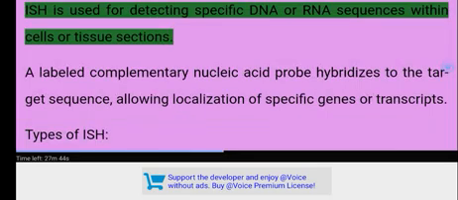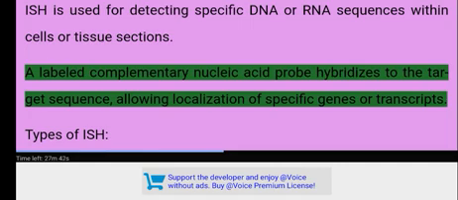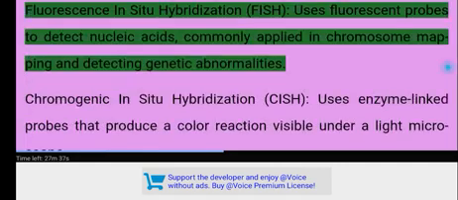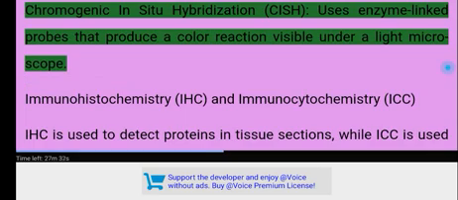ISH is used for detecting specific DNA or RNA sequences within cells or tissue sections. A labeled complementary nucleic acid probe hybridizes to the target sequence, allowing localization of specific genes or transcripts. Types of ISH. Fluorescence in situ hybridization. FISH uses fluorescent probes to detect nucleic acids, commonly applied in chromosome mapping and detecting genetic abnormalities. Chromogenic in situ hybridization.